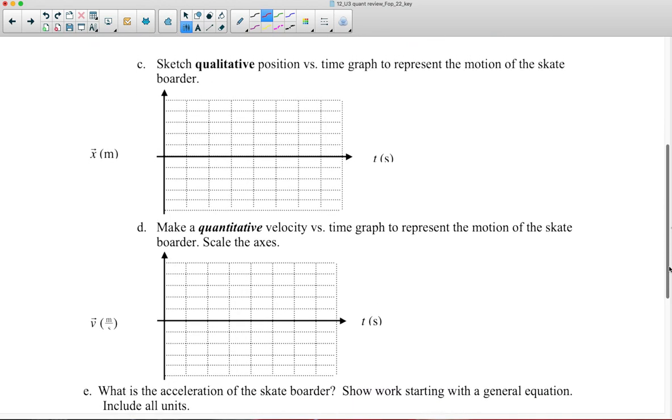Next up, we just need the shape of a position versus time graph. And we've had the wheel and axle lab and the speeding up, slowing down lab, so we know this is going to end up with a top open curve for our position versus time graph.